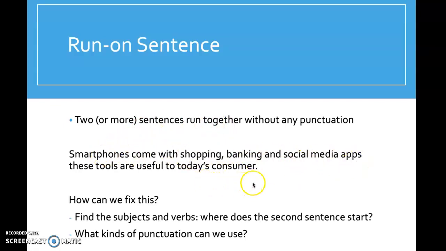These tools. Okay. The subject here, the first subject, is smartphones. The second subject is these tools. So we know we have to break the sentence before the second subject, because typically the subject is the start of your sentence. We can use different kinds of punctuation as well. For now, we'll just use the period. As the course progresses, we'll talk about semicolons and conjunctions.